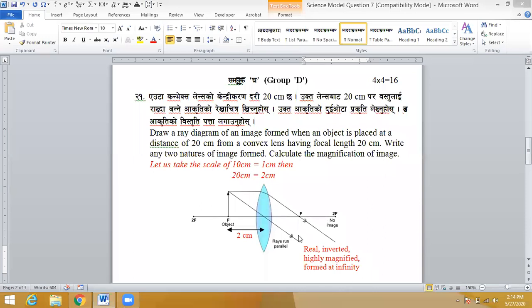So these are the four natures, and you have to mention only two natures. In the question we have to write two natures. So you can choose any two natures. Okay, so let's choose real. I think real is the easy one. Let's choose real and inverted. After that, the question is to calculate the magnification of the image, and it is very simple.